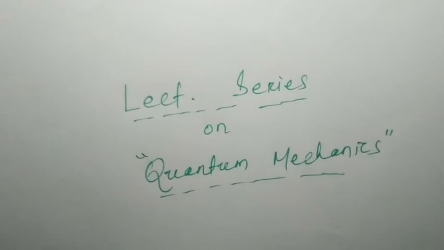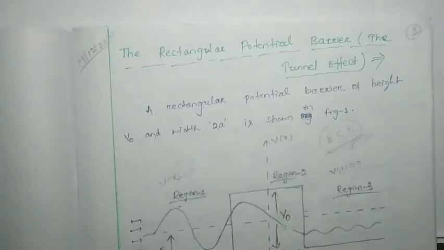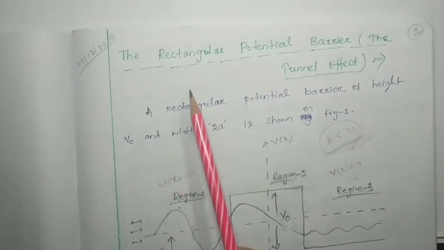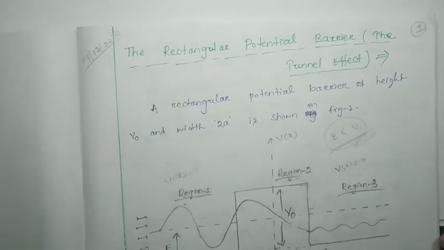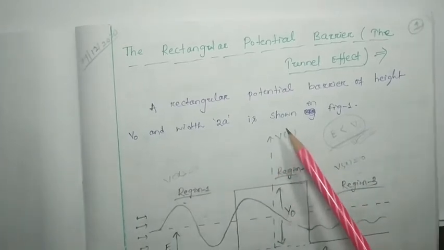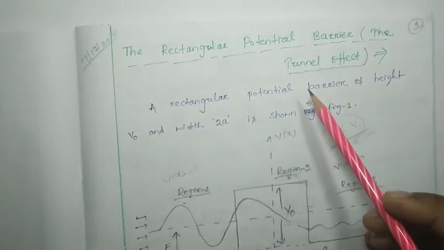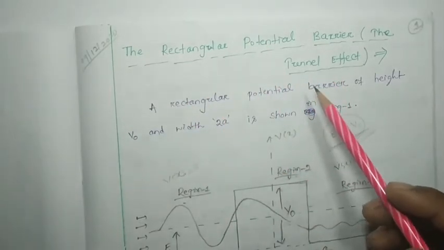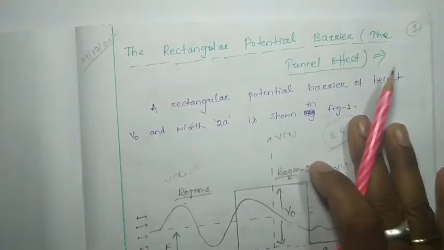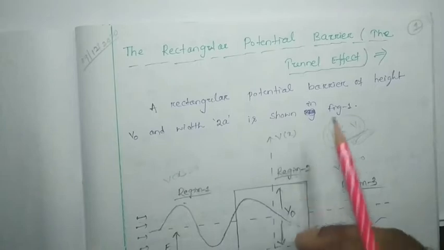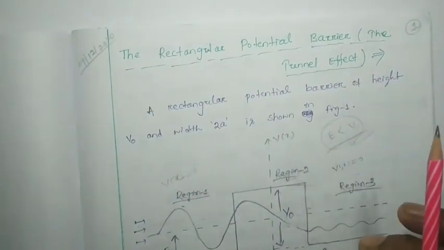This lecture belongs to the third part of a rectangular potential barrier, or the tunneling effect. We have already done part 1 and part 2 on this topic, and I suggest that before you watch this video, you go through the part 1 and part 2 videos and write down the notes in detail that we have done in those two videos.